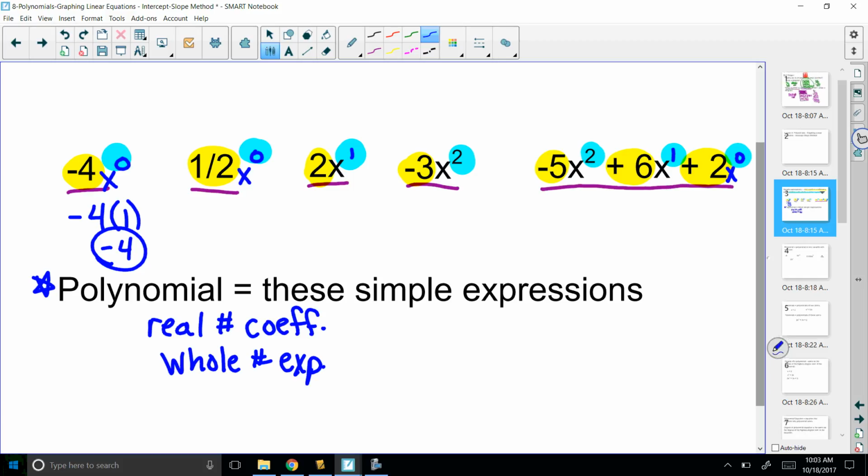Polynomial. It sounds complicated, but they tell you it's simple. Just look for real number coefficients and whole number exponents.